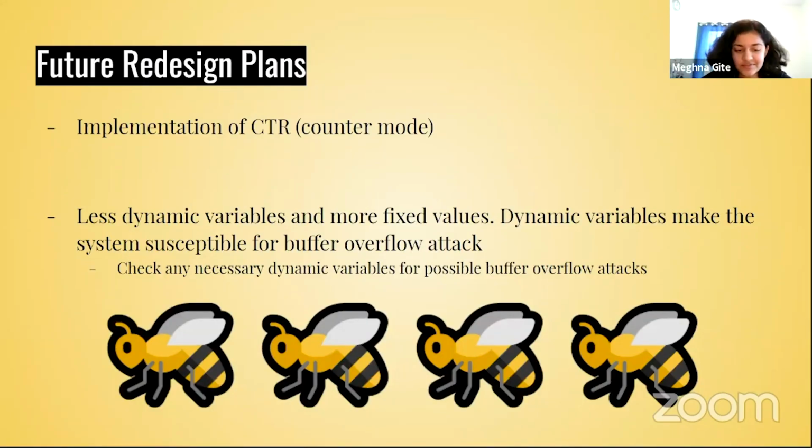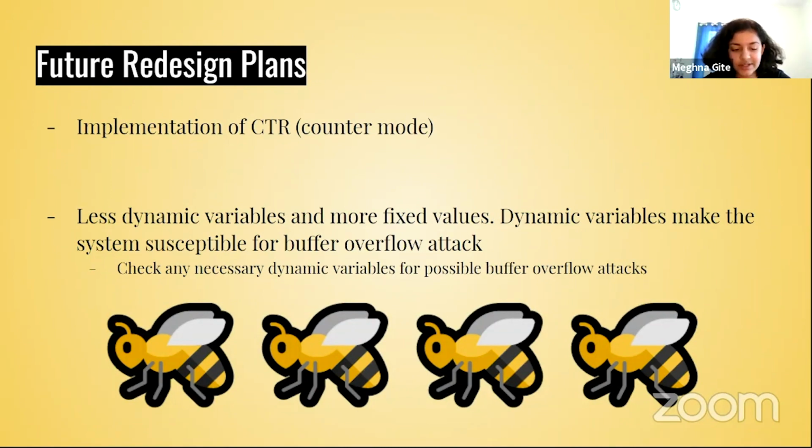Obviously, given only a couple days of development, our protocol wasn't state-of-the-art secure. So if we had to go back and improve our design, we probably would add an extra layer of security by using AES counter mode, which is an extra secret key to preserve confidentiality. We would also change our design to be less susceptible to buffer overflow attacks by having more fixed size variables and fixed length arrays.